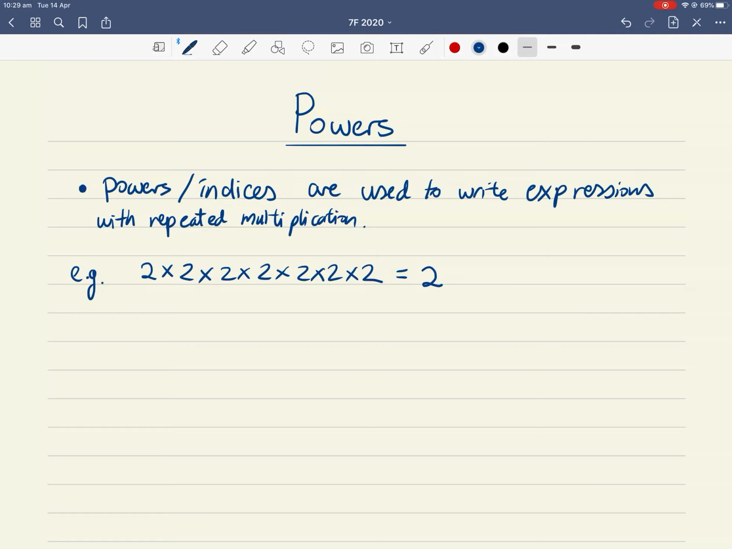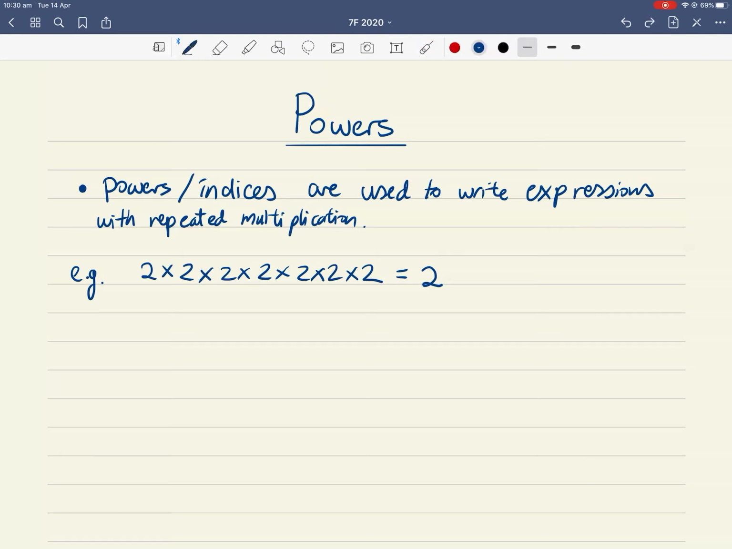So on the top right corner of this number 2, I'm going to write a small 7 because I'm multiplying 2 by itself 7 times: 2 times 2 times 2 times 2 times 2 times 2 times 2. So it's 2 to the power of 7 because I'm multiplying by itself 7 times.